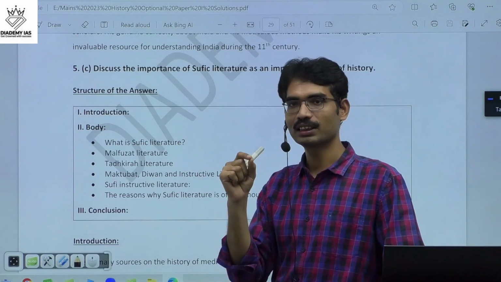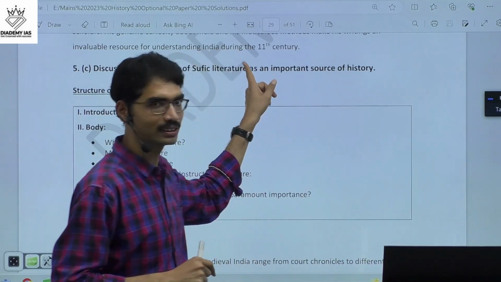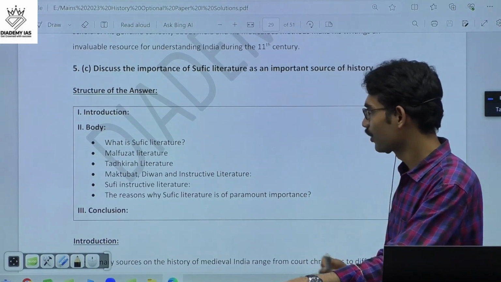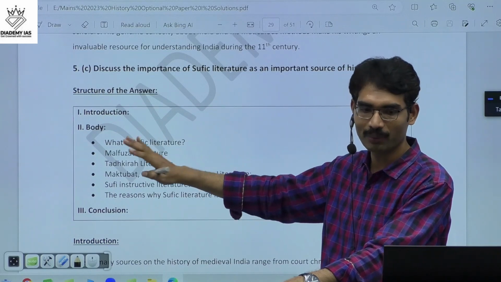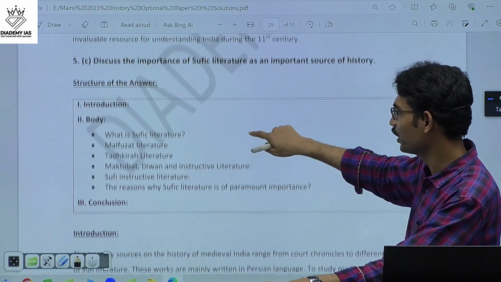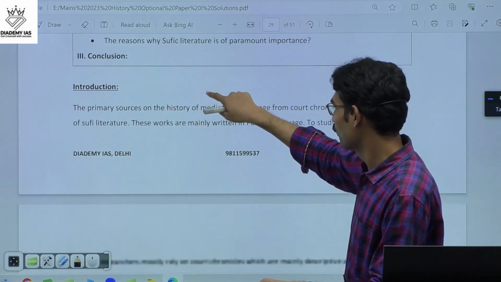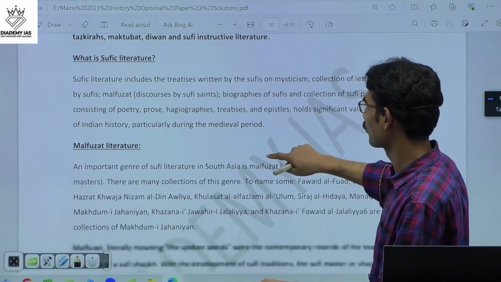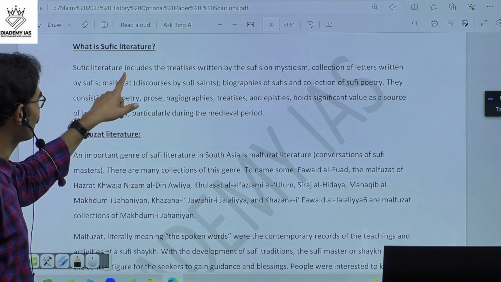Malfuzat texts are the discourses of Sufi saints. That is one kind of Sufic literature. But there are other ways also. One is Malfuzat, another one is Tazkira literature. Now, these are Persian words, a little bit confusing also. Tazkira and Maktubat, Diwan, instructive literature. So there are different ways of looking at Sufic literature. For example, now you observe this. In a single sentence, you will observe the various types of Sufic literature.